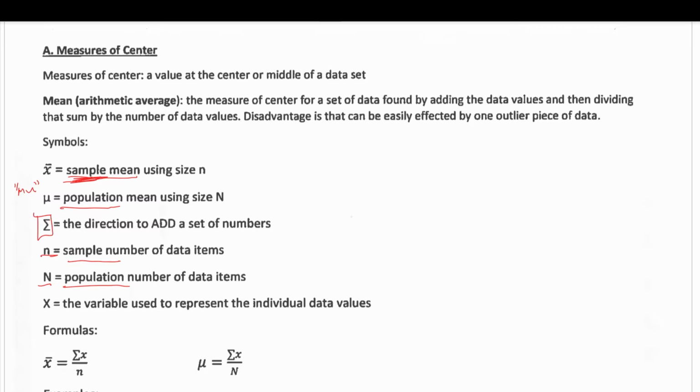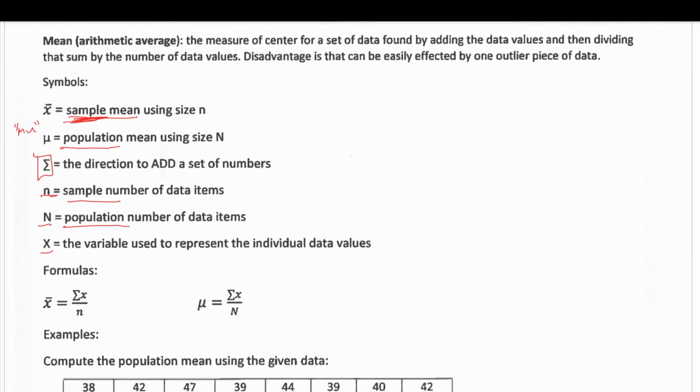And then just X on its own is the variable used to represent the individual data values. So, like I mentioned before, the arithmetic average, or the mean, as it's also known, is simply adding up all your data values and dividing by the number of values that you have. Now, the calculation is done the exact same way whether you're dealing with a sample or a population. And these are the formulas.